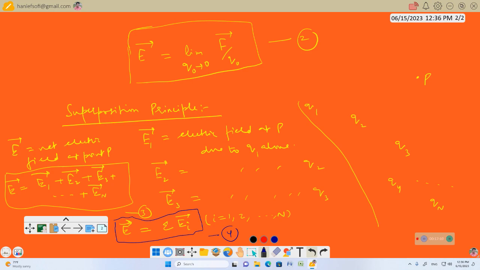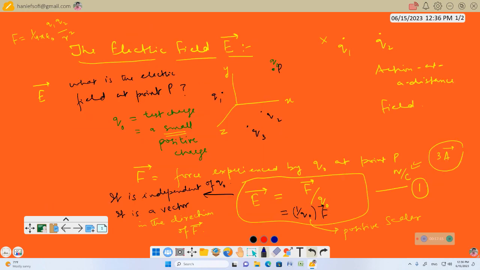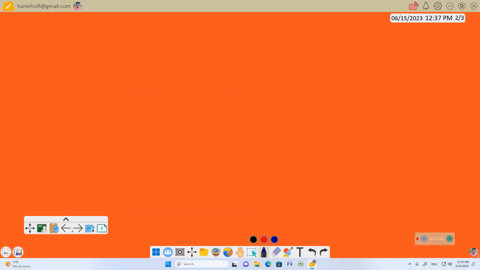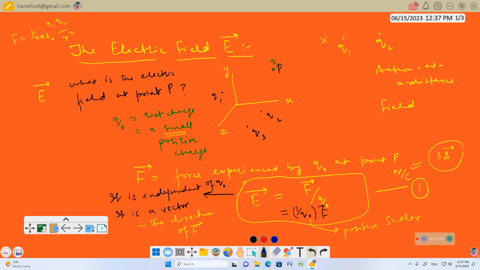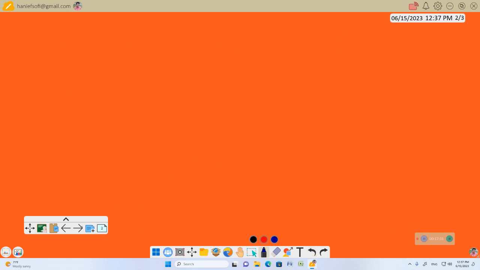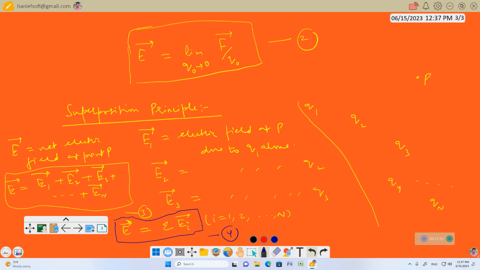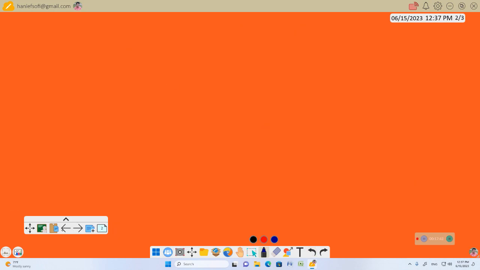So if you have a single charge, you use E is F by Q0, or if there are many point charges, you use the principle of superposition, right? So this is how we use principle of superposition. I hope it is clear to you. Now I will do a simple problem.